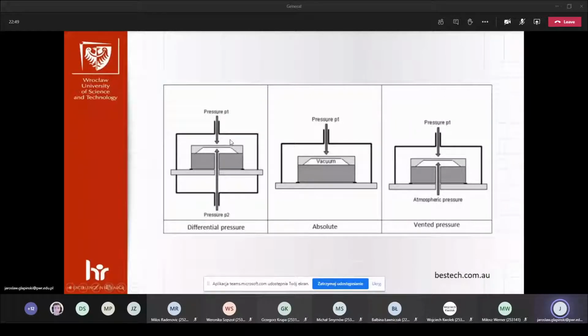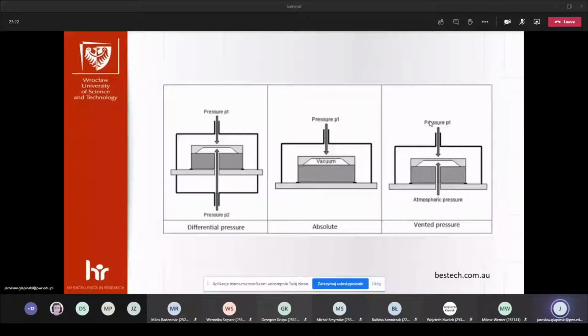So for differential pressure, we have the membrane and two pressures, one pressure on one side of the membrane and the second one on the other side. Or we have the absolute pressure, when one part of the membrane is a vacuum or semi-vacuum, and we measure the absolute pressure. Or we have gauge measurement, when one side of the membrane is connected to the atmospheric pressure, and we measure just the difference between the atmospheric pressure and the pressure we are measuring.